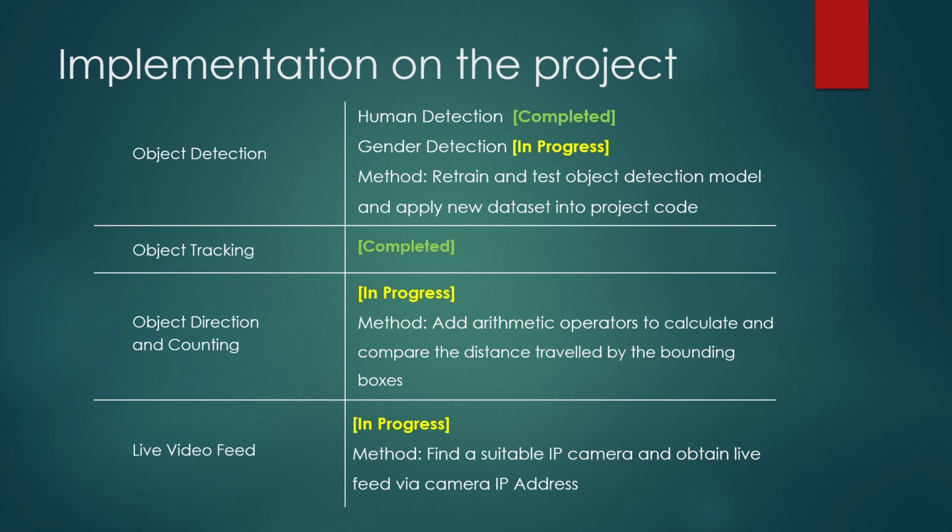This is the implementation of the project so far. For human detection, I've completed it and I'll be demonstrating it in the next slide. Gender detection is in progress as I need to retrain and test the object detection model and apply the new data set into the project code. For object tracking, I have completed it using Dlib object tracking, which I will demonstrate in the next slide. Object direction and counting is still in progress as I need to add arithmetic operators to calculate and compare the distance traveled by the bounding boxes using OpenCV's library in Python.